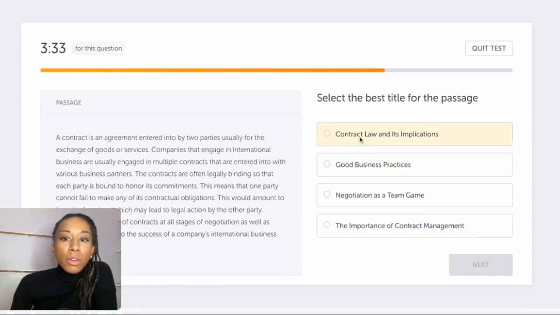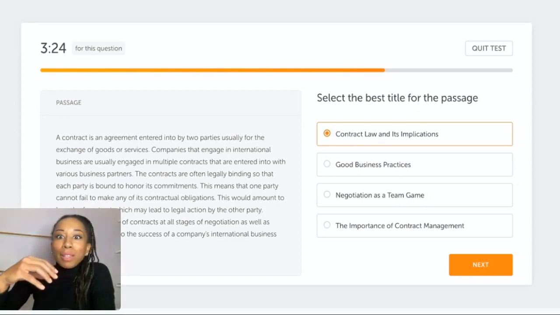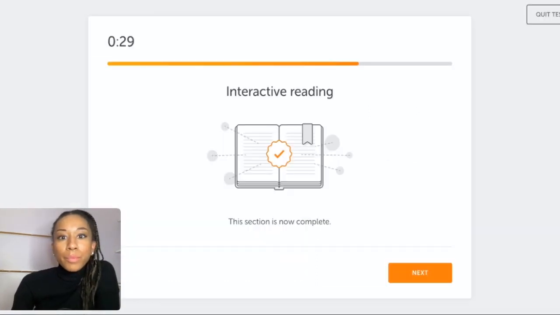I think contract law and its implications. And then the word management in that last sentence is what was throwing me off and making me think the answer was the fourth option. But it's definitely the first one.